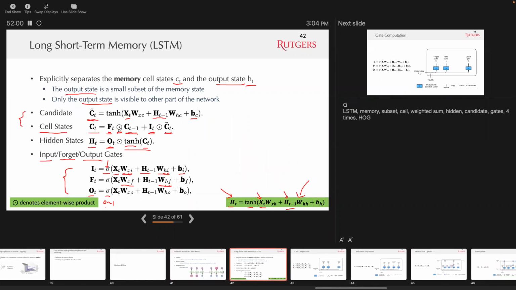Cool. Good questions. Any more questions? Oh, forget gate. What's the forget gate? Forget gate is here, right? The forget gate is used to control how much information you would like to forget about the previous cell states, right? This is the forget gate. So what's the question here? Or is it clear now?